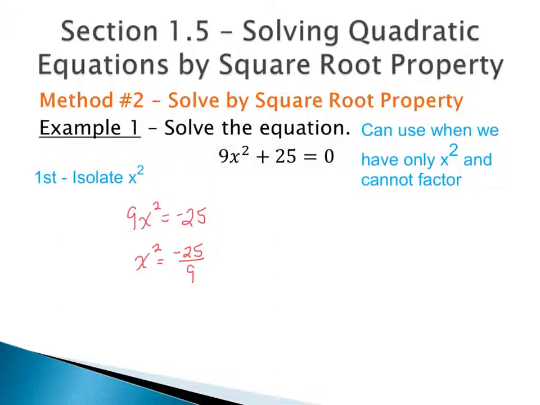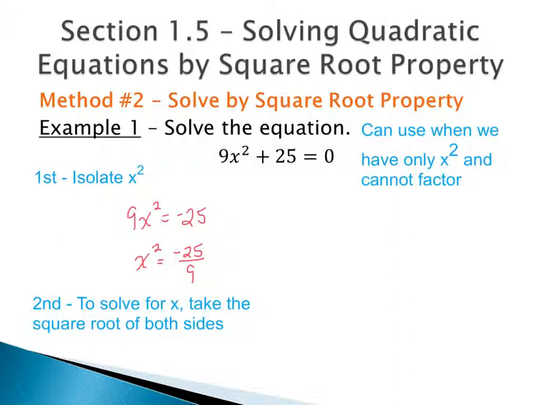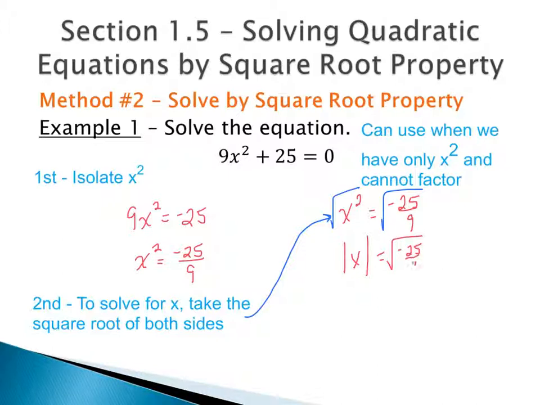At this point then, our next step would be, in order to solve for x, I would have to take the square root of both sides. So when we have that, I'll rewrite what we're up to right now. We have x squared equals negative 25 over 9. So in order to get x by itself, in order to undo a square, I would take the square root of both sides. Now what's important to remember is what we talked about back in section P.2, that the square root of x squared is actually defined as the absolute value of x. So I have the absolute value of x is equal to the square root of negative 25 over 9.